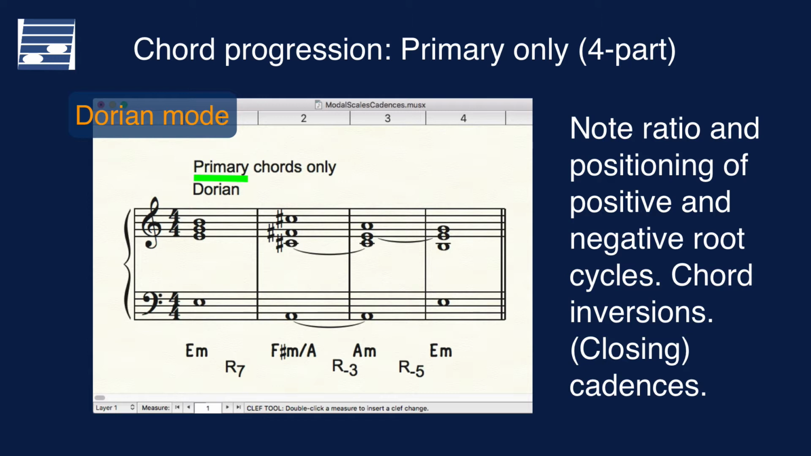The 4-chord progression uses 1 positive and 2 negative root cycles and closes with a plagal 4-1 cadence. There is 1 chord inversion. In this 4-part setting, we aim for stepwise voice leading in the upper parts. Note the contrary opening and closing motion, and let's listen to this progression.